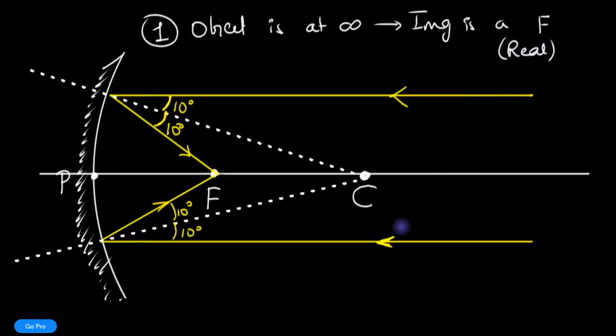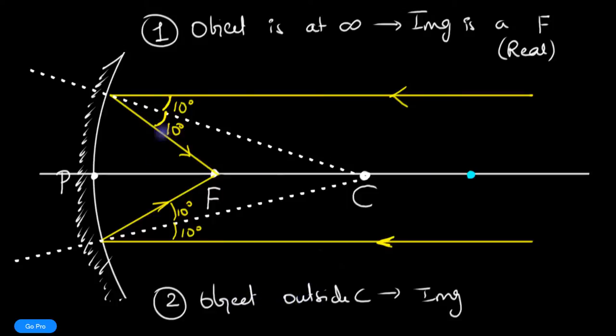So we know what happens when the object is at infinity. But the question now is, what's going to happen if the object comes closer? What if the object is somewhere over here? So this is case number two. I'm going to keep an object between or outside C. So what we're going to do is incident every single beam of light at these points, over here and over here, because I've already drawn the normal and we already know what happens to the parallel ray of light. That's going to be our reference.